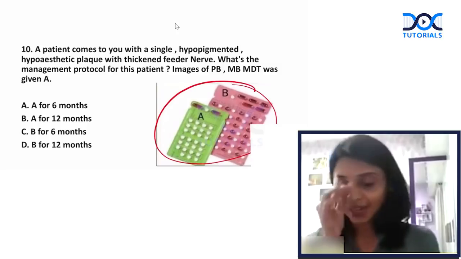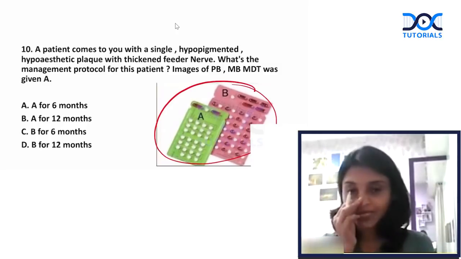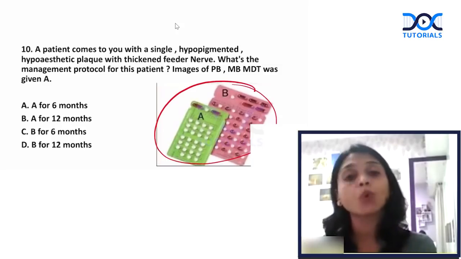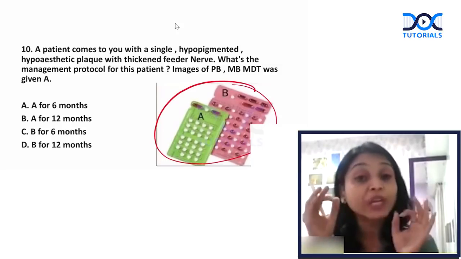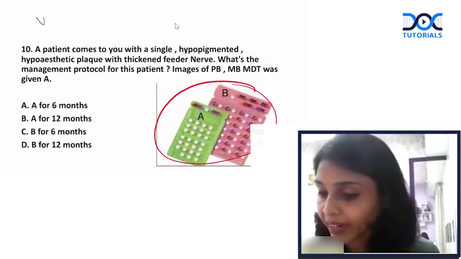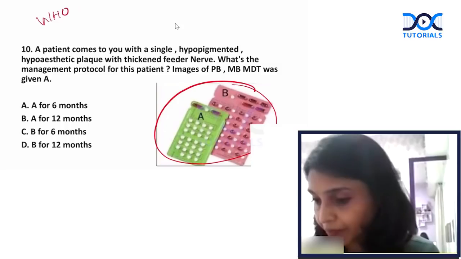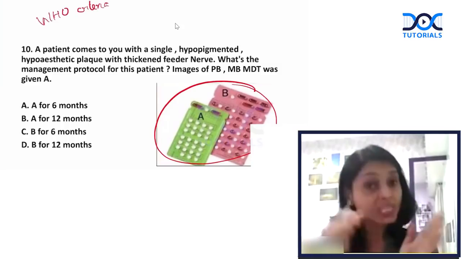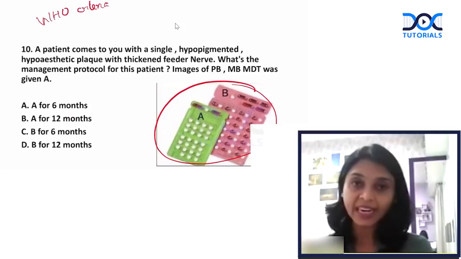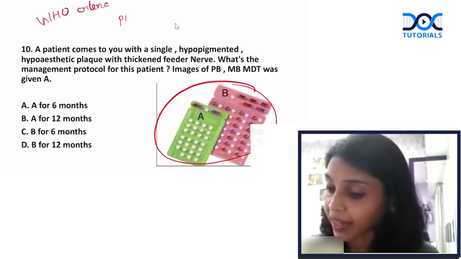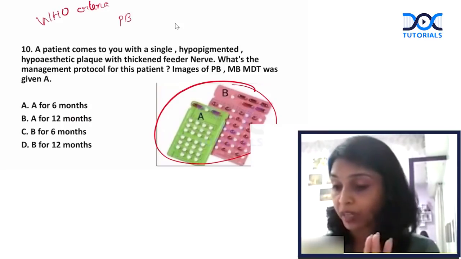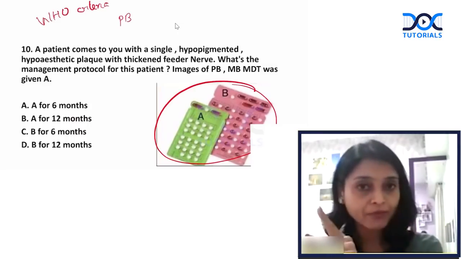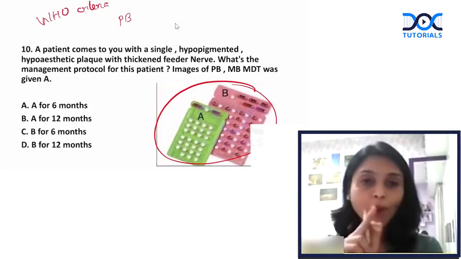See, why I said it is confusing is that what is given in your guides and what we do in the program are different. What is given in your guides is the latest WHO criteria. As per the latest WHO criteria, for paucibacillary, please remember, this is very important. By the way, this patient comes under paucibacillary, right? 1 to 5 lesions. Paucibacillary.